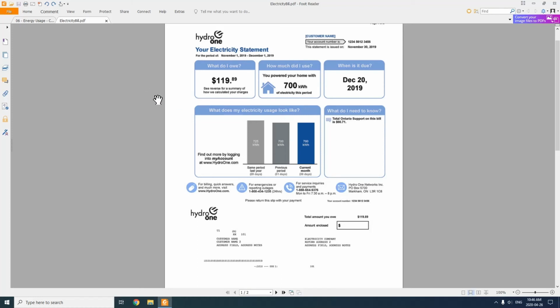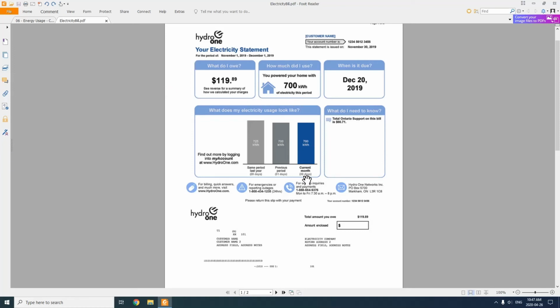So let's pick out some of the important information here. This is just an example bill. So this person owes $119 or almost $120. That's for 1 month. That's when they have to pay it by. It looks like they were using about 700 kilowatt hours of electricity in this month. So the key information is just at the top there.